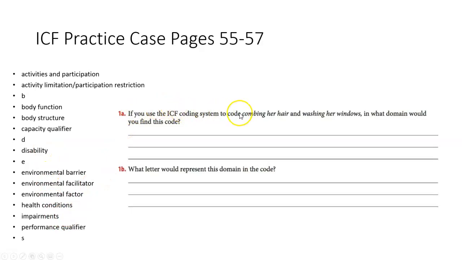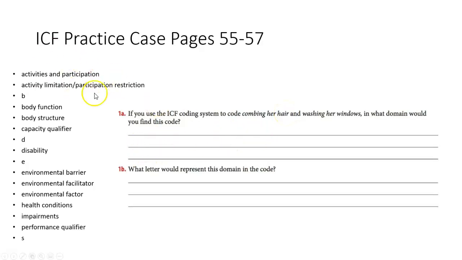The ability to comb hair and wash windows, right? That's an activity and participation. So we would code that as activities or participation, and with that is a D, which is the letter that represents activity and participation restrictions. So there are several examples of this. They just took out each of these different italicized components, and there are several of those.